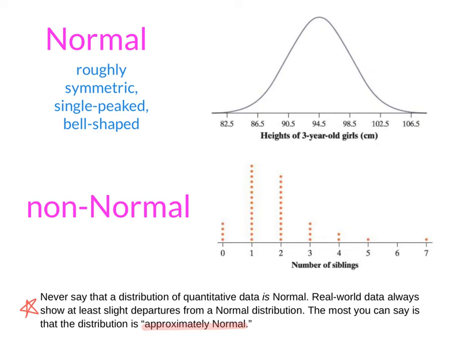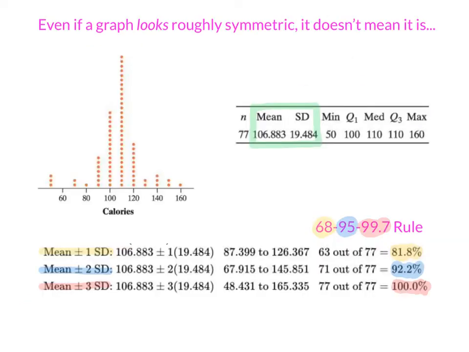Also, just a little reminder, never say that a distribution of quantitative data is normal. Real-world data is not perfect, so it has departures from a typical normal distribution. So you can say that the distribution is approximately normal or roughly normal, just like we say it's roughly symmetric. So that would mean that even if a graph looks roughly symmetric, it doesn't mean that it is. So this dot plot looks roughly symmetric.